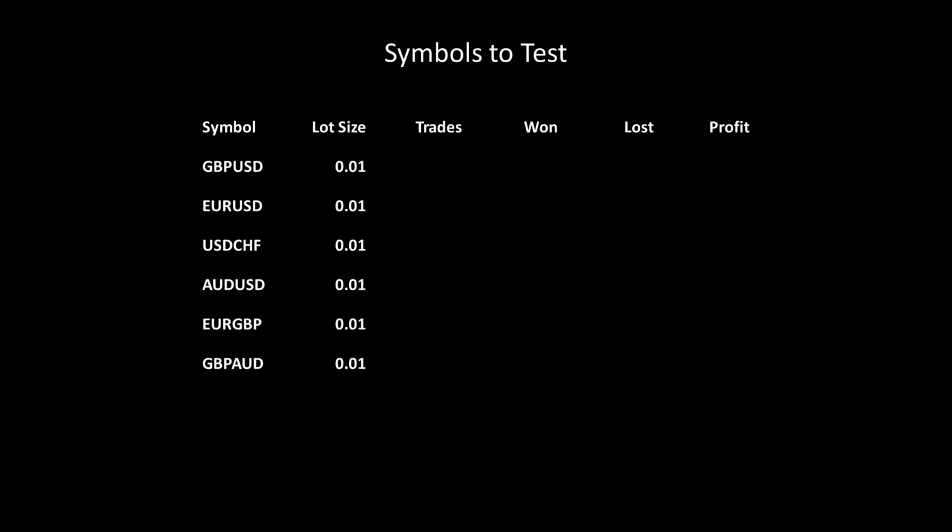I'm running on 6 different symbols: pound dollar, euro dollar, dollar Swiss, Aussie dollar, euro pound, and pound Aussie. So I've got 2 crosses in here. And I'm running them on a fixed lot size of 0.01.